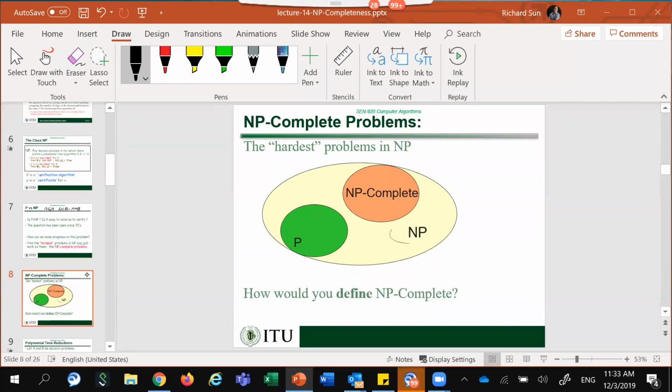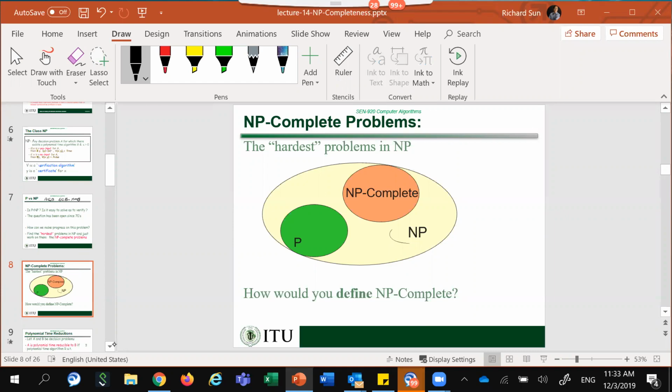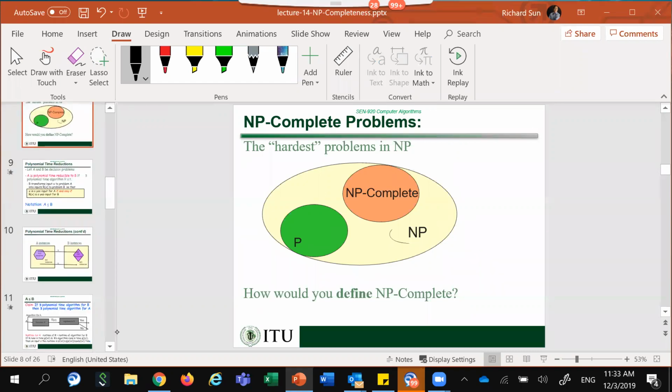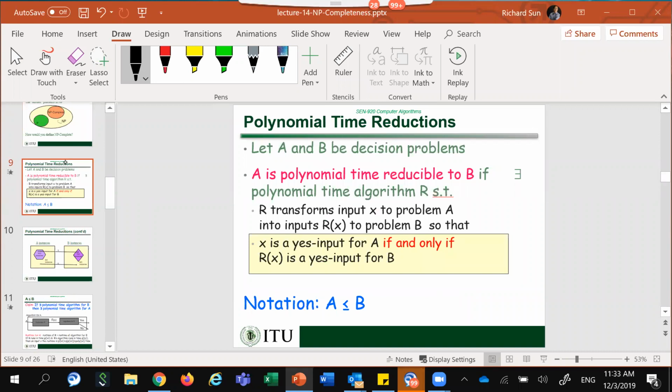However, if we can prove the hardest problem is also in P, then we have proof P is equal to NP. So the key is to focus on solving the NP-complete problem, the hardest problem in NP. Now we just say the hardest problem in NP. So what do we exactly mean by a problem being the hardest problem in NP?